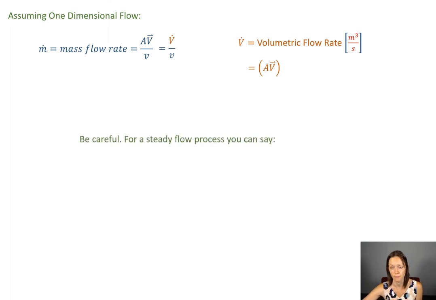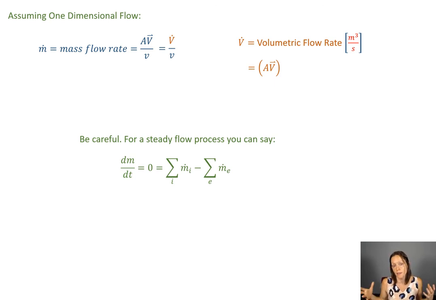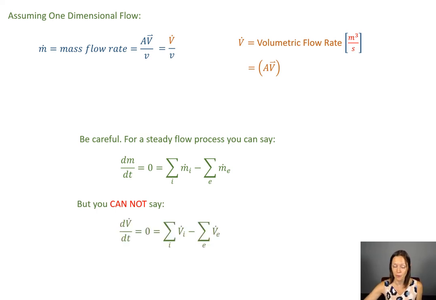One word of caution. I often see students, for steady flow processes, which is the majority of the problems we work in this class, apply the conservation of mass and say, okay, great, dm/dt is 0, the sum of the mass flow rates at the inlet equals the sum of the mass flow rates at the outlet. And that's correct. That's perfect. But you cannot switch out the mass and put in that volume. You can't do this, okay?